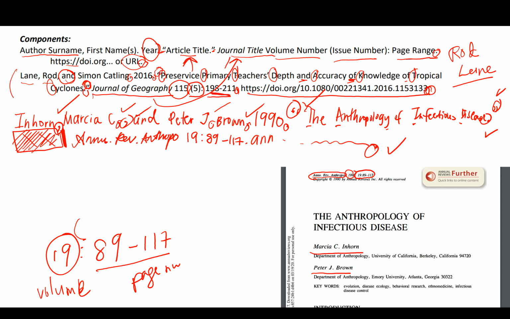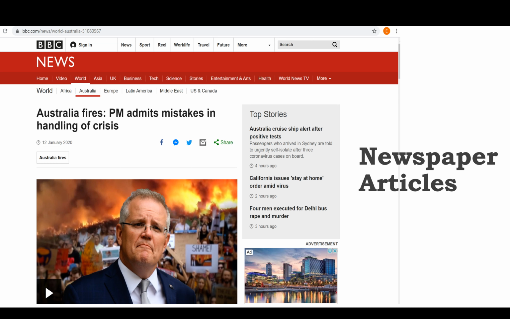So this is how you do a journal. I know it looks a bit messy, but you just follow the convention, just follow the components. You'll not make mistakes. Okay, don't worry about that. Now moving on to the next part, which is newspaper articles. Newspaper articles and magazine articles have the same way of citation. Okay, so just follow. Newspaper and magazines are the same.